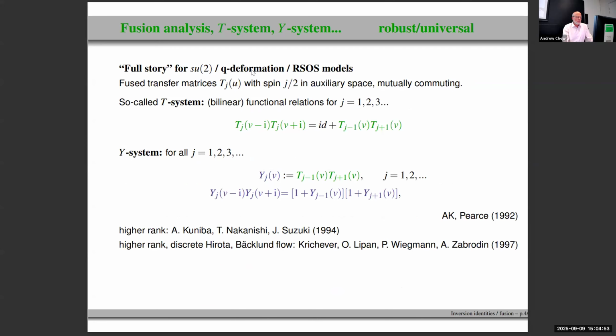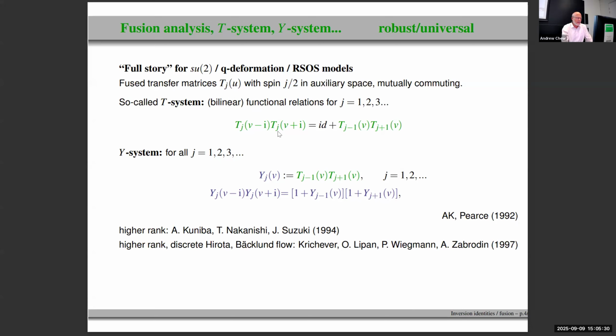For the SU(2), possibly Q-deformed RSOS models, here we are dealing with a series of transfer matrices with index J. For J equal 1, we are dealing with a transfer matrix with spin-1/2 in the auxiliary space, and for larger values of J in the auxiliary space of the transfer matrix, we have higher dimensional representations, but in the physical space, I mean, they live in the same physical space. They're mutually commuting, and they satisfy these relations for all indices J.